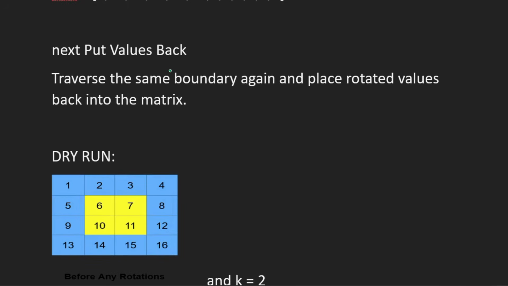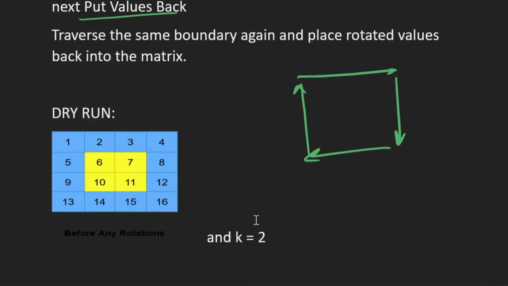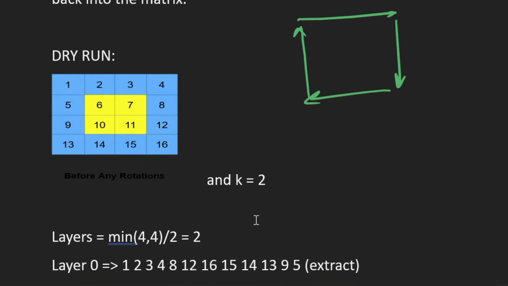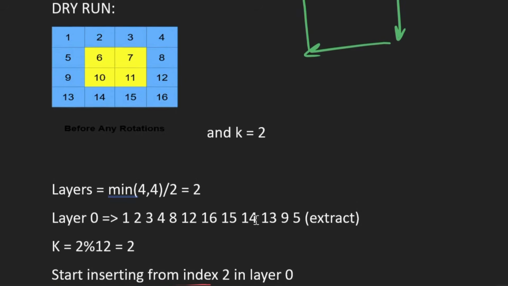Now after simulating the rotation, we put back all the values in the same grid, that same layer, right? We'll again traverse the boundary in the same order in which we extracted, that is top row first, then right column, then bottom row, and then left column. In this way we put the values back, so that particular layer has rotated k times. So let's see an example.